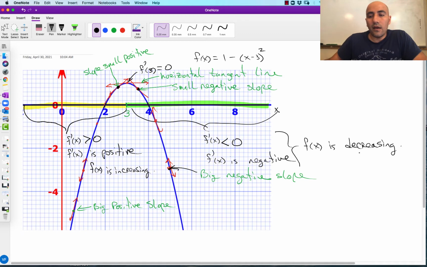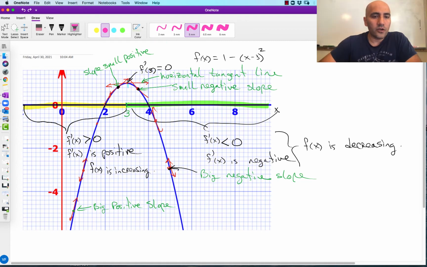And again, don't make the mistake of thinking that decreasing automatically means that the function is negative. It doesn't have to be. This whole portion over here, starting from 3 to the right, the function is decreasing. Let me put it in a highlighter. So starting from here to the right, everything to the right coming down this way, everything over here, the function is decreasing.